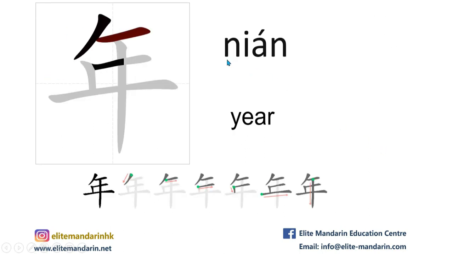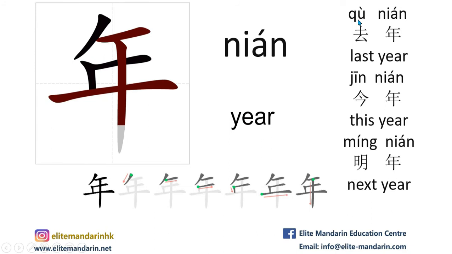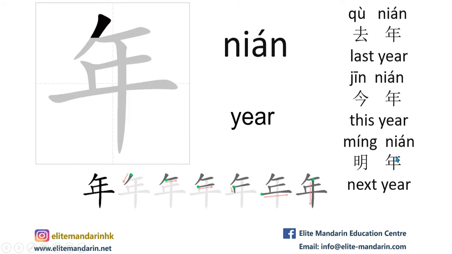Next, 年. It means year. The stroke order is 撇, 横, 横, 竖, 横, 竖, 年. We can say 去年, it means last year. 今年, it means this year. 明年, it means next year.